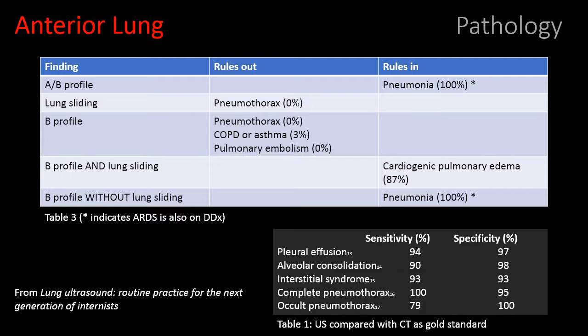And just to give you a sense of how useful this actually is in clinical practice, look at the sensitivity and specificity of ultrasound as compared to using CT as a sort of gold standard for diagnosis. The sensitivity and specificity are quite high for ultrasound for a number of common lung problems, so pleural effusions, alveolar consolidation, interstitial syndromes, complete pneumothorax, and occult pneumothorax are all detected well and can be fairly well distinguished from one another using ultrasound.